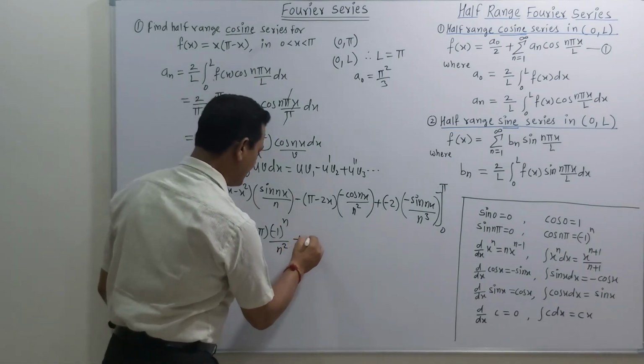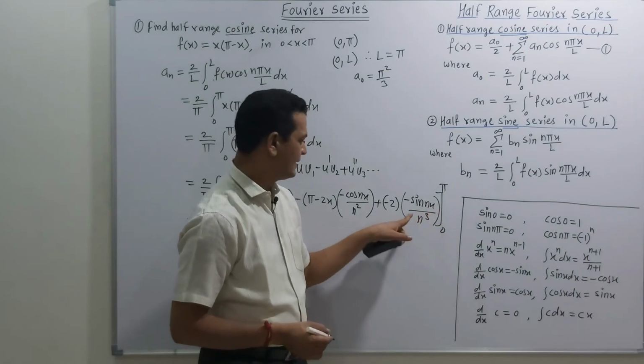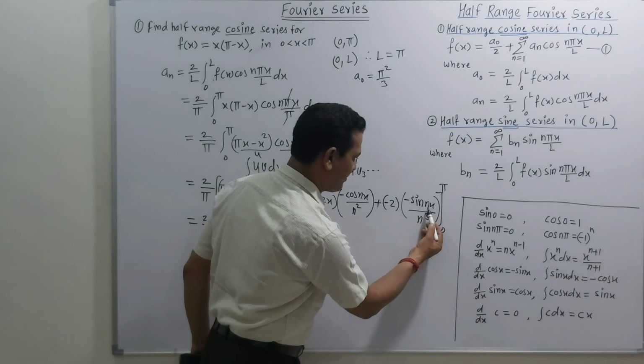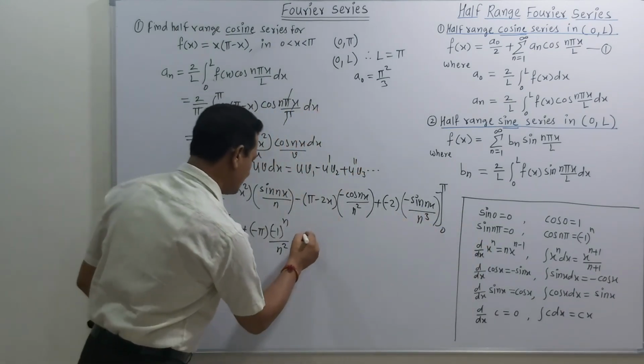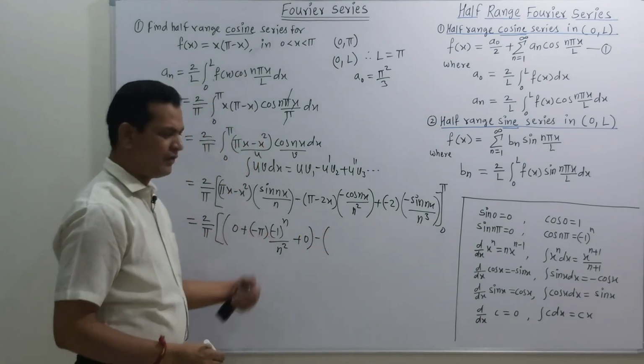Now next is that this is the term. If we put x is equal to pi here, then we get this as sine of n pi, and value of sine of n pi is 0 according to the standard result. That's why this term is 0. Upper limit, now put the value of lower limit.